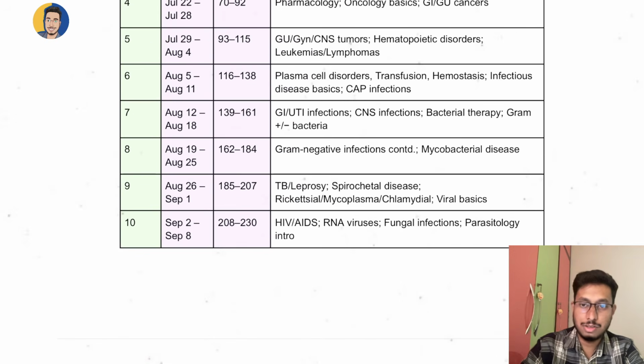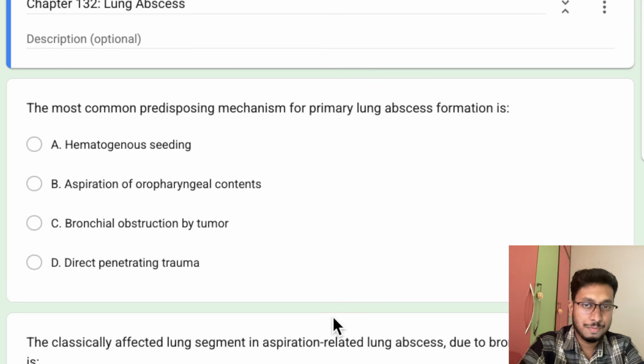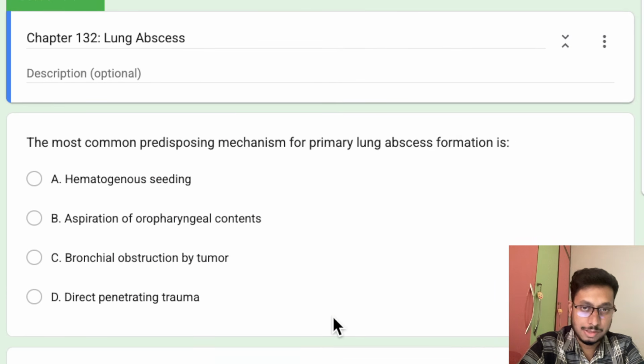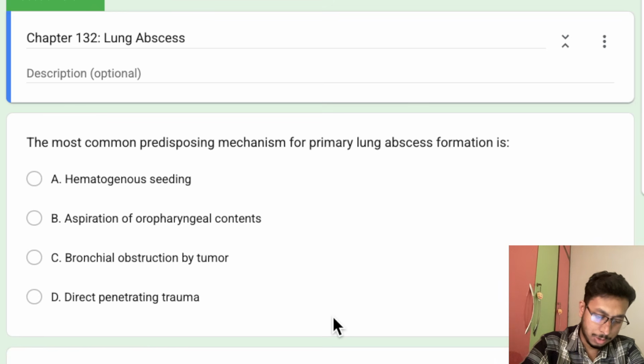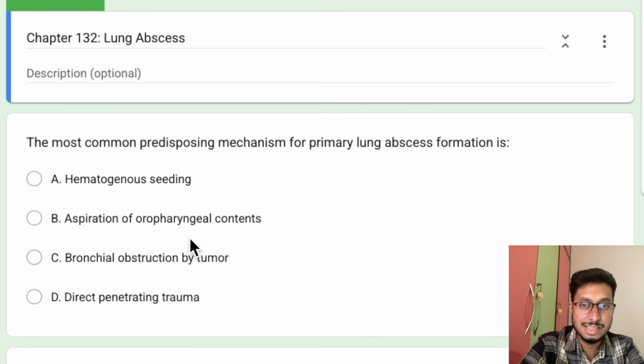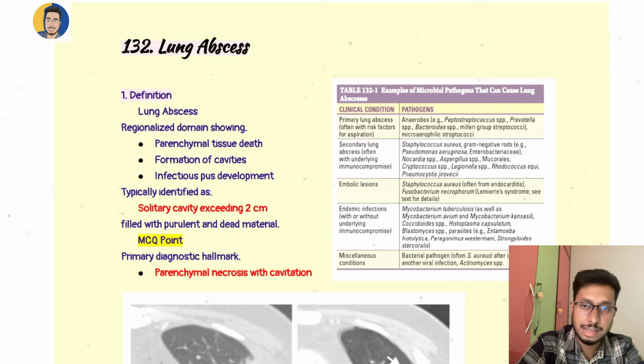So moving forward, in MCQ mode discussion, we are going to the lung abscess chapter. We'll look into a few options and MCQs. The first question says: most common predisposing mechanism for primary lung abscess formation is. From here we need to know the concept of lung abscess. What is primary lung abscess? What is secondary lung abscess?